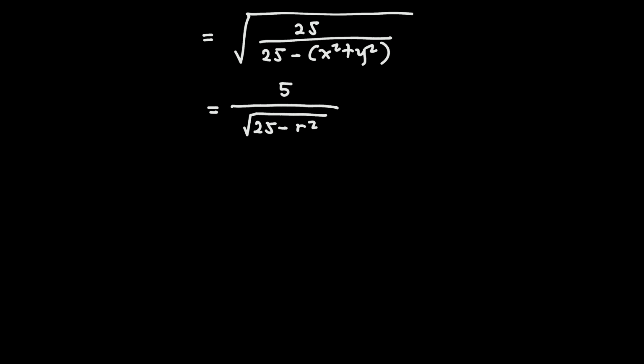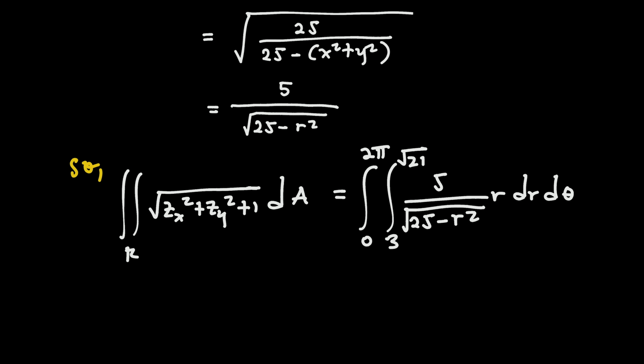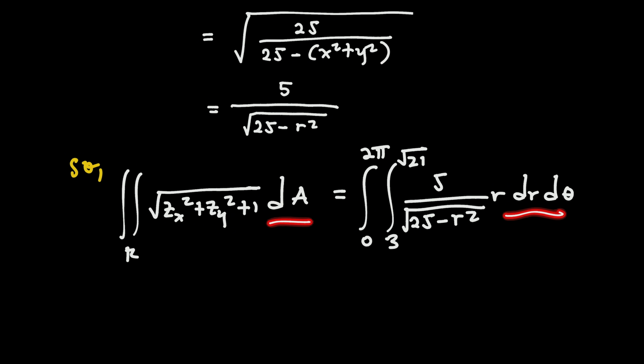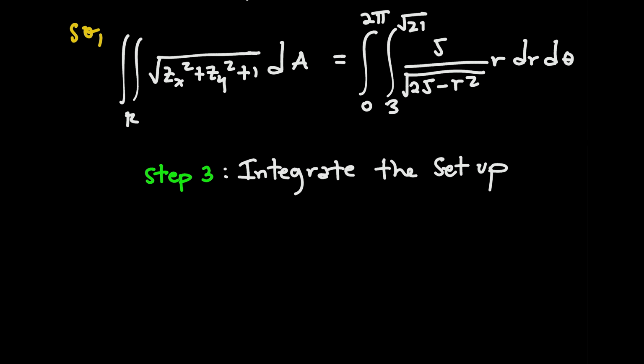So that in our next steps, the integral given is this one and the bounds are given to be 0 to 2 pi and 3 to square root of 21 and this integrand is converted into this form. And note that dA is equal to r dr d theta. For step 3, we integrate this setup.